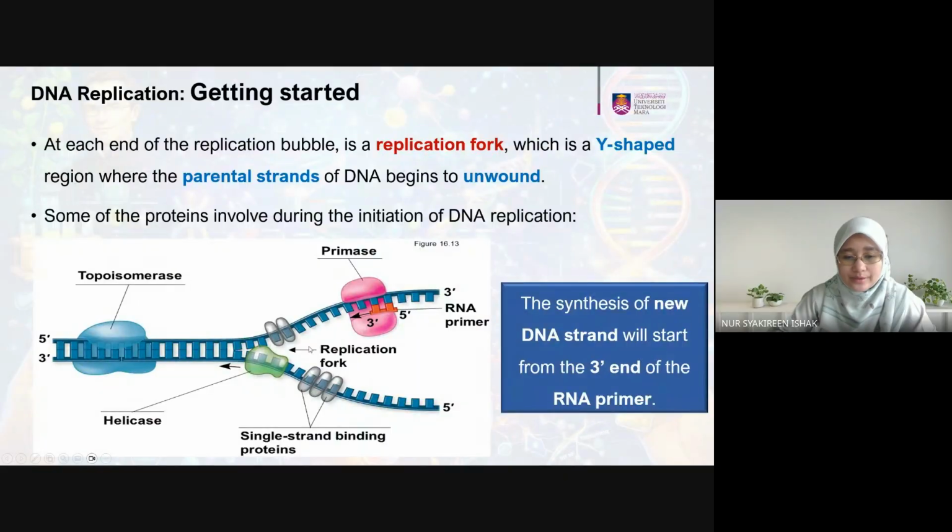Unwind and separate. The separation of the two DNA strands is catalyzed by the enzyme helicase. The function of helicase is to separate the double-stranded DNA so that the strands become templates. This is the region we call the replication fork. We have one replication fork here, and the other one here.